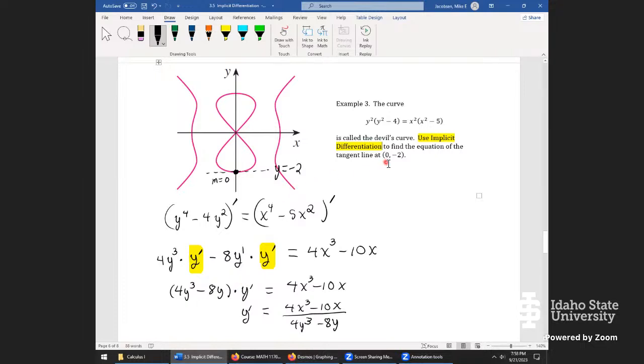Well, if we want to get the equation of the tangent line, we have the major thing we needed. We needed the derivative right away. So that's the first thing you have to calculate. Let's call that step 1.